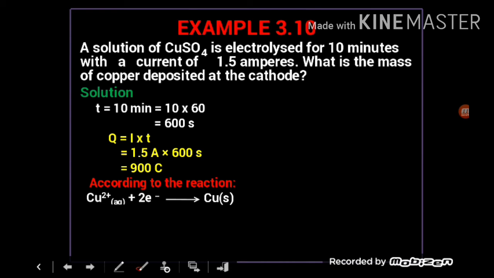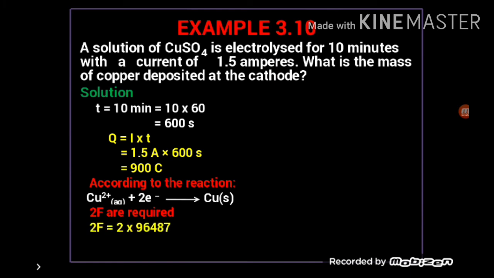From this equation, you can see very clearly that the number of Faradays required is 2, because when I was explaining Faraday's law, I told you that the total number of Faradays required is equal to the total number of electrons. If 1 electron is used, 1 Faraday is required. If 2 electrons are used, 2 Faradays are required. If 3 electrons are used, 3 Faradays are required, and so on. Here in this equation, 2 electrons are required, so 2 Faradays are required. 1 Faraday is equal to 96487 coulombs, so 2 Faradays means double this value: 1,92,974 coulombs. This is the charge.